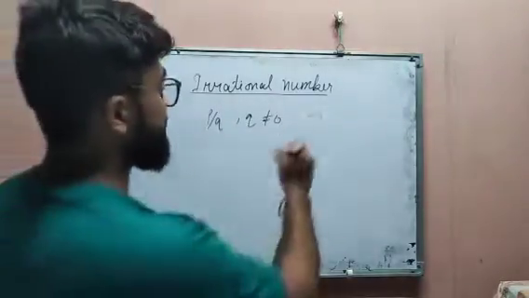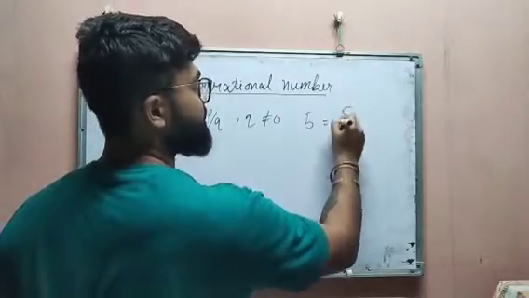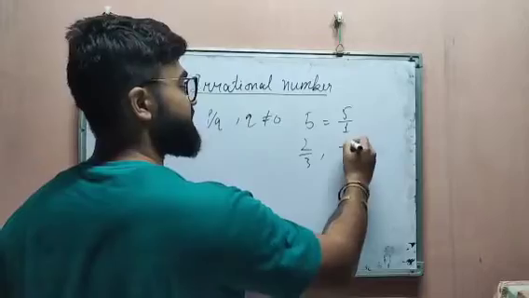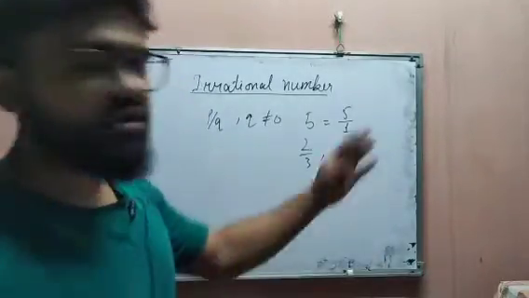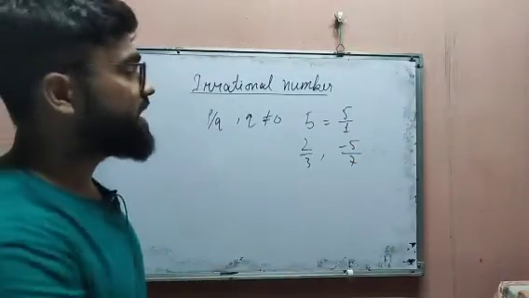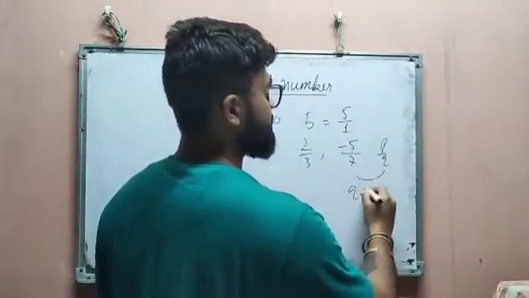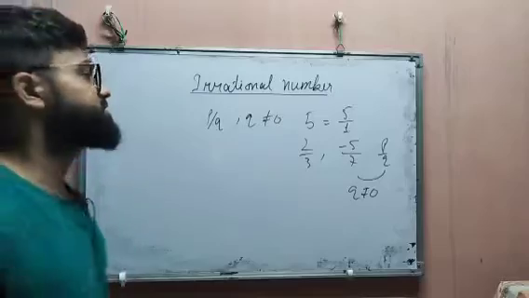That means suppose 5 we can write as 5 by 1. Then 2 by 3, then suppose minus 5 by 7. So these are all rational numbers because they can be expressed in the p by q form, also the q value is not equal to 0. This is called rational number.